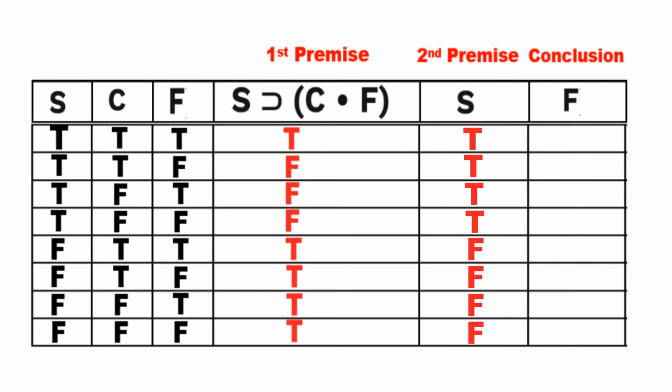And for the truth values of the conclusion, which is F, we just need to copy the truth values of F in the third column. And this is obviously because the conclusion is a simple proposition. Now the truth table will look like this.